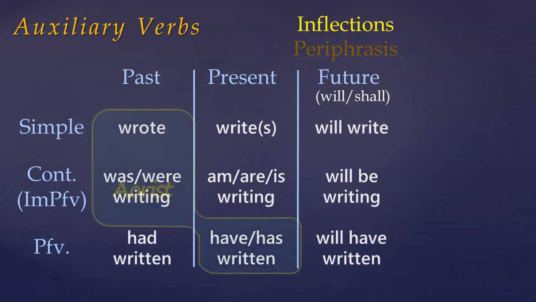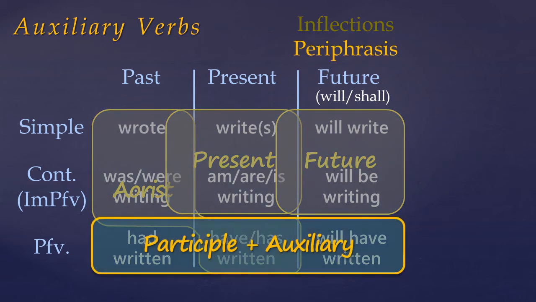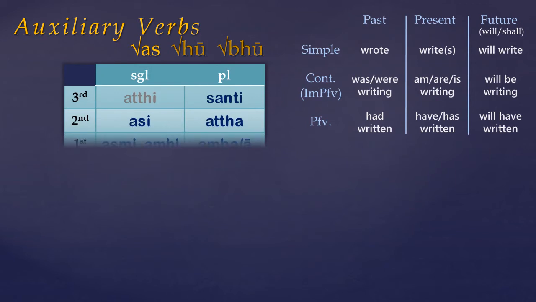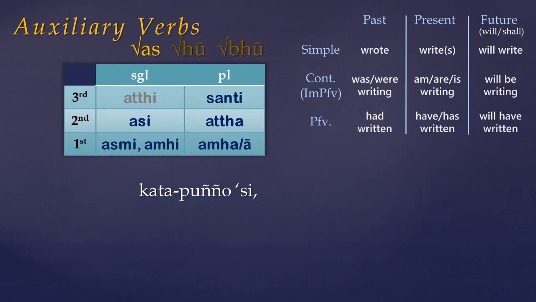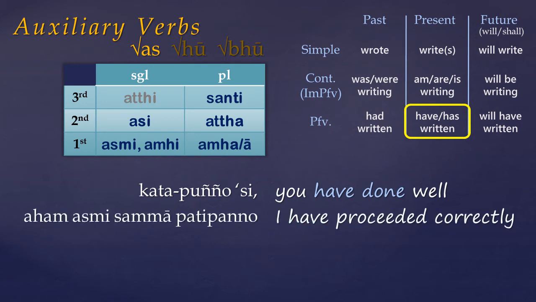Similarly, Pali uses inflection of the main verb to indicate tense. That should be no surprise. And this is how the indicative inflections of Pali map onto English. But it also uses periphrasis, with different forms of the verb to be used as auxiliaries in combination with participles. And this is mainly used in Pali to express the perfective aspect. So, verbs from the root us with a past participle emphasize the meaning of present perfective, have done. I have proceeded correctly.